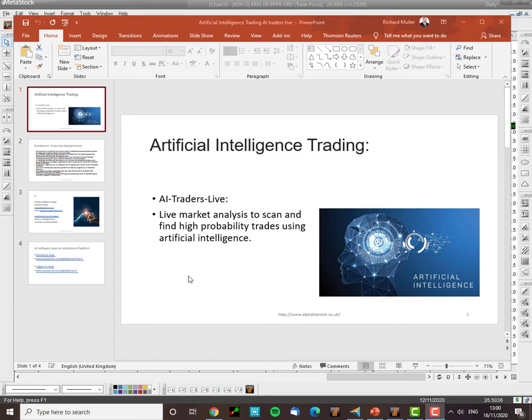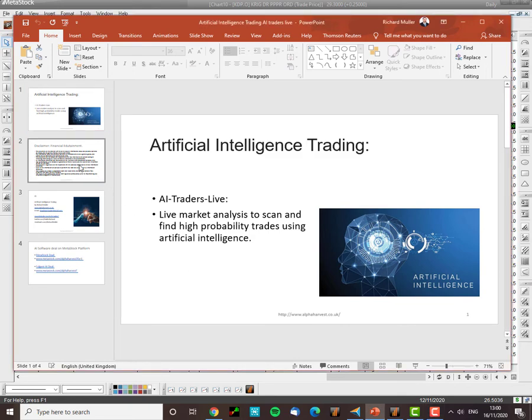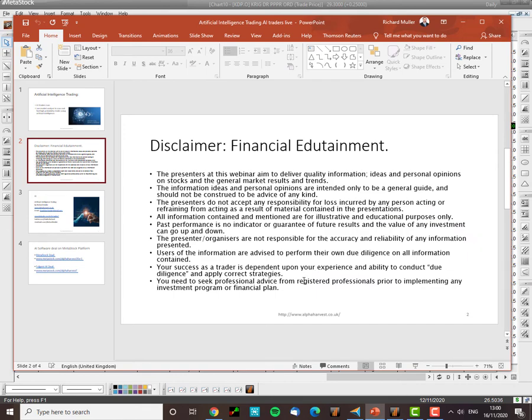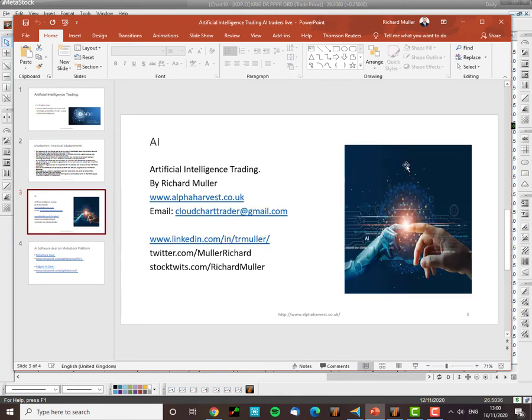And for today's trade, I'd like to look at the FTSE100. Just a brief disclaimer there. It's just a software demonstration of how to find top quality, high probability artificial intelligence trades.